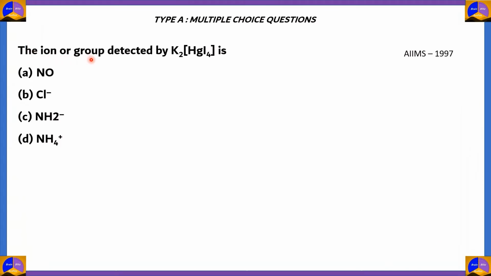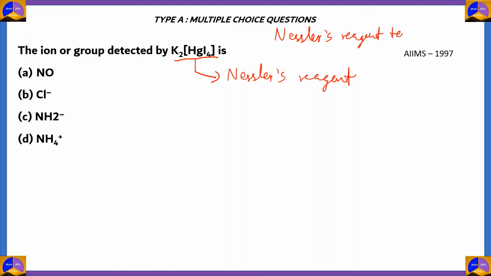The ion or group detected by K2HgI4 is NO, Cl-, NH2-, NH4+. Well, what is K2HgI4? This is known as Nessler's reagent. And the test, which is known as Nessler's reagent test, is used to find out whether there is an ammonium cation. Now, how do they do it? Well, here is the reaction.